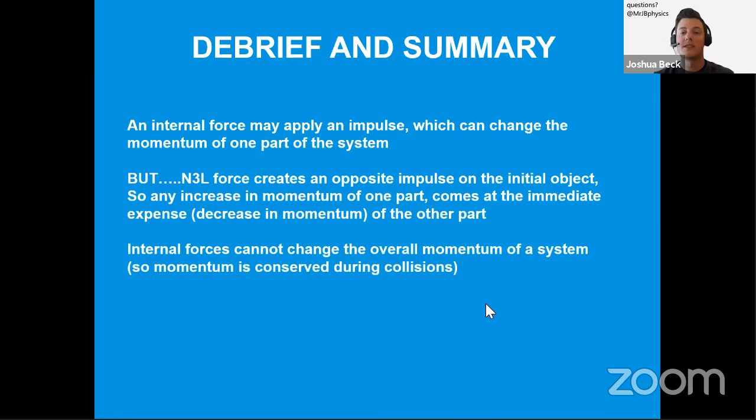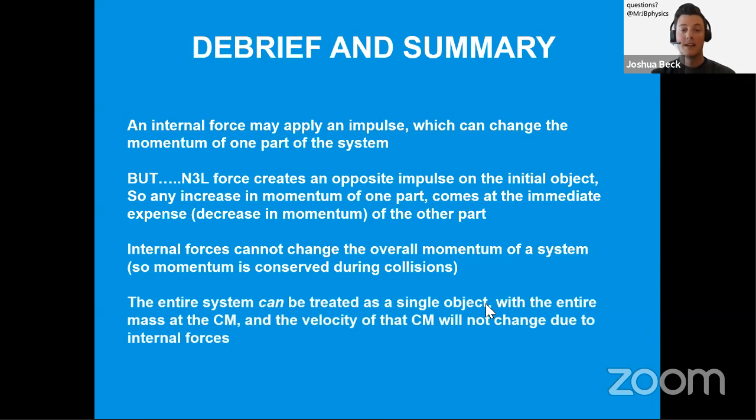Now, internal forces cannot change the overall momentum of the system, so that momentum is conserved, because as one increases, the other has to decrease by the same amount. That might look different. The velocity change, delta v, might be different for each because the masses might be unequal, but the product of m v will change by the same amount for the other one. Now, this entire system can be treated as a single object with the entire mass at the center of mass.